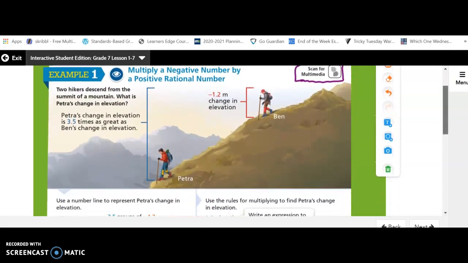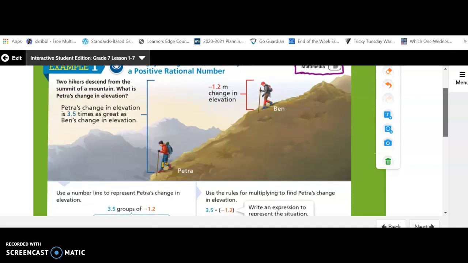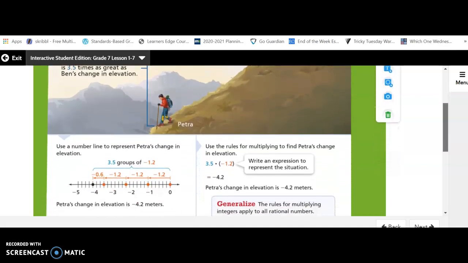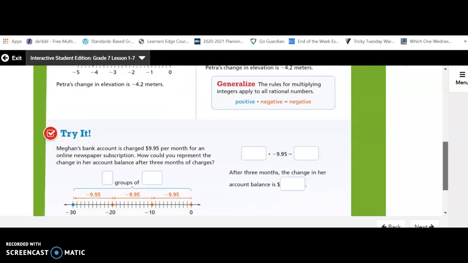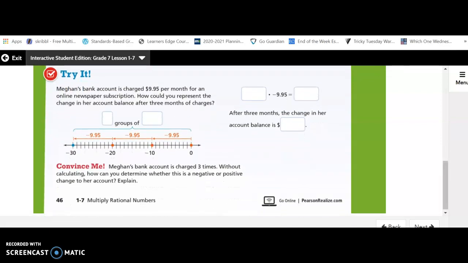Okay. And so we see an example there of Petra and Ben doing some climbs up and down a mountain. You can see that we can think of it on a number line visually, or as multiplication. So let's try one together. Megan's bank account is charged $9.95 per month for an online newspaper subscription. How could you represent the change in her account after 3 months of charges? And so I have 3 groups of negative $9.95. A charge is a negative amount.